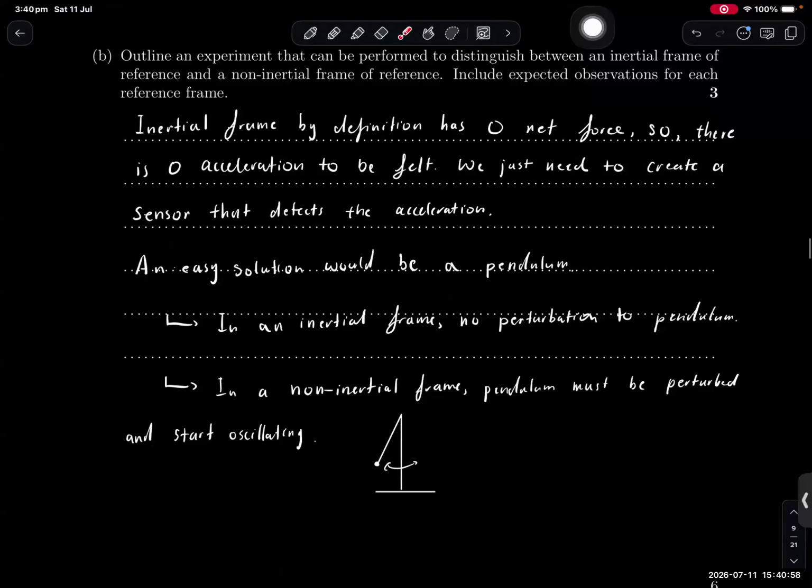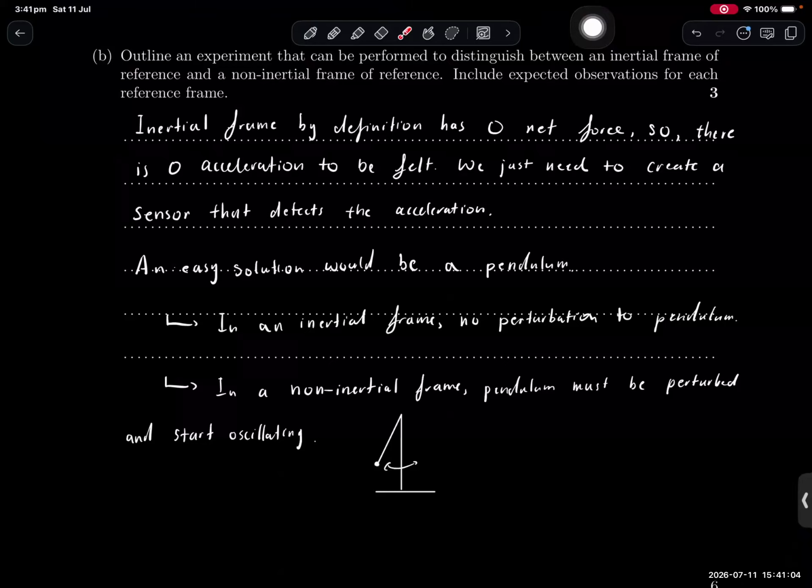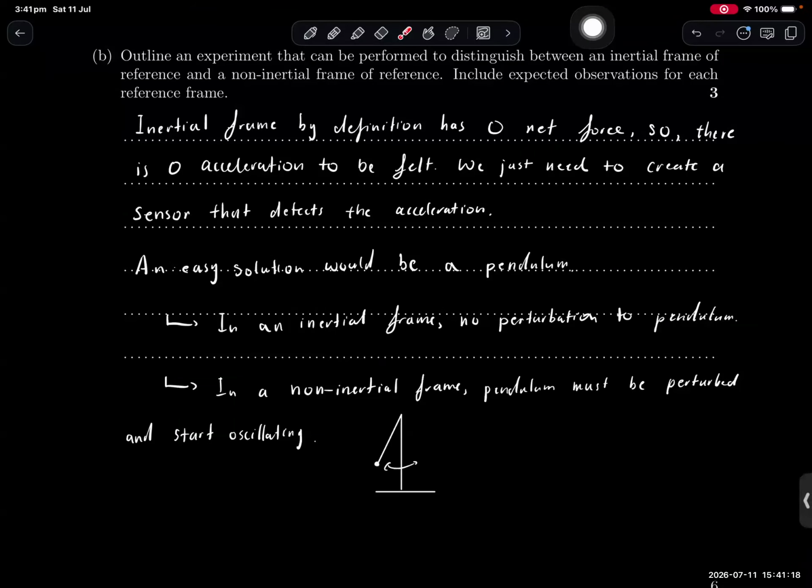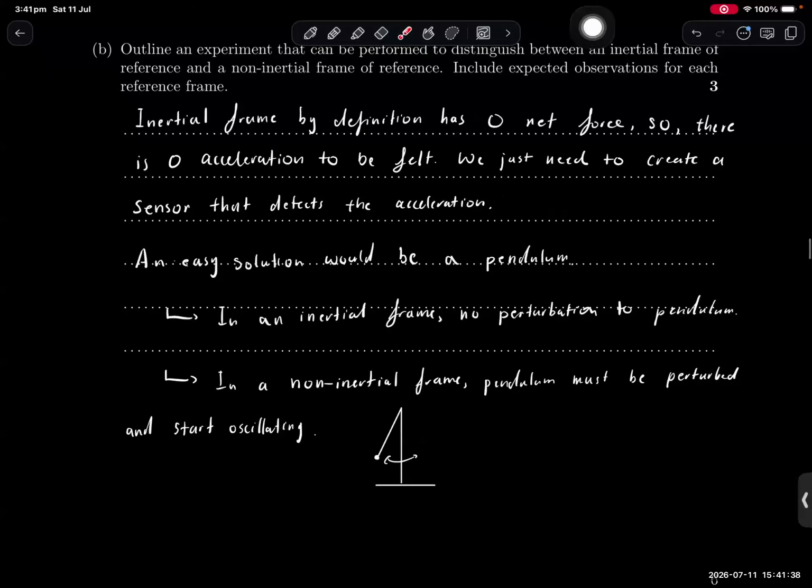So an inertial frame by definition has zero net force, which means that there is zero acceleration to be felt. We just need to create a sensor that detects any noticeable acceleration, right? Just as we did in examples, we have a pendulum, right? This pendulum gets deflected to an angle when the frame is accelerating. For any inertial frame, you won't see this pendulum deflected. Okay.